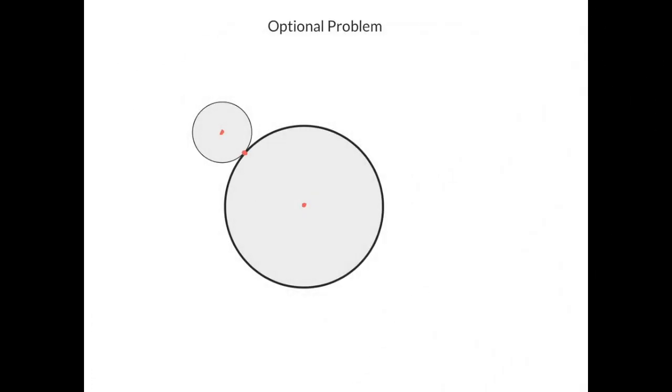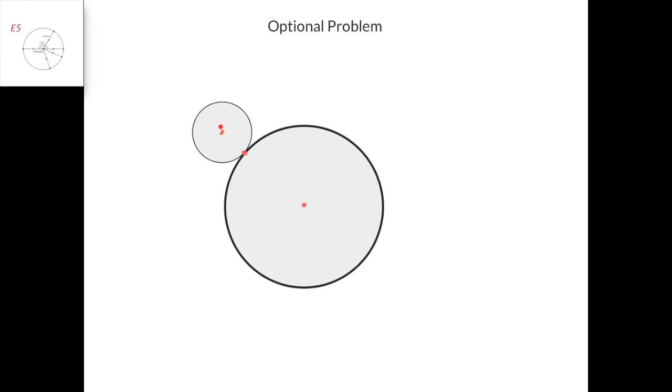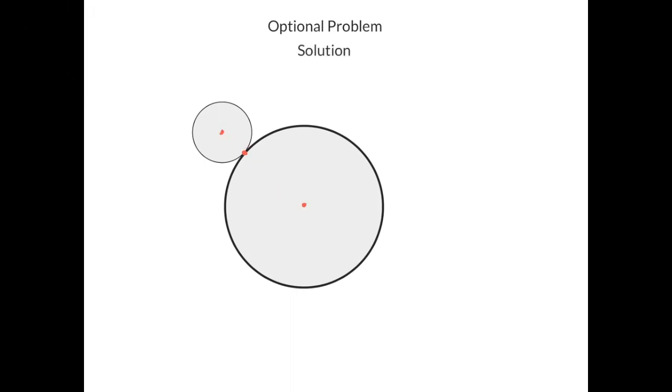The optional problem would be to solve the analogous problem, when we have two circles that are tangent, but one circle lies outside of the other circle, so they're externally tangent. The other ones are internally tangent, and these two are externally tangent. We need to prove that the 3 red points, so the center of this circle, the tangent point, and the center of the other circle, lie on a straight line. And the solution is exactly the same.